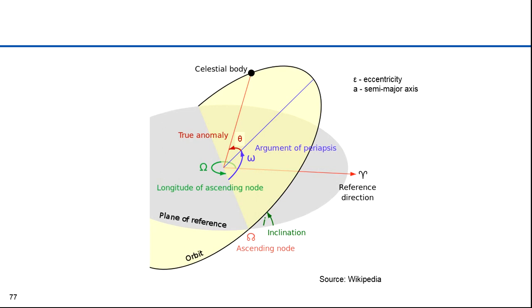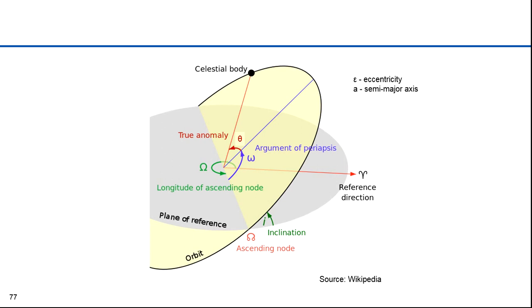Here again is the pictorial representation of the orbital parameters. Eccentricity, denoted by epsilon, determines the shape of the ellipse. A is the semi-major axis. The rotation of the periapsis point is denoted by little omega. It's called the argument of periapsis. The tilt of the ellipse from the plane of reference is the inclination, denoted by I.